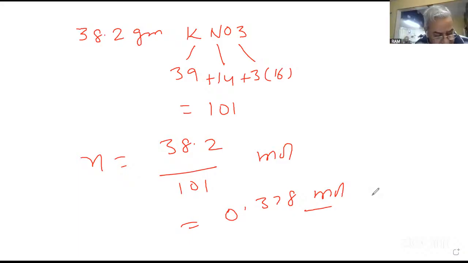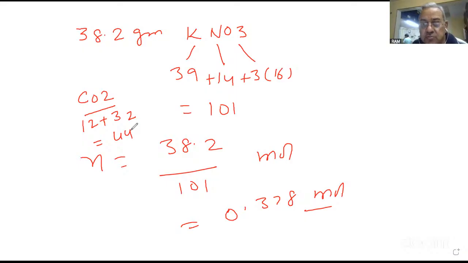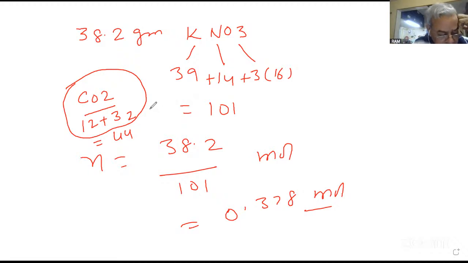Now it comes to B. There is CO2. CO2 molar mass, how much is it? 12 plus 32. Okay, D. So it is 142.05.